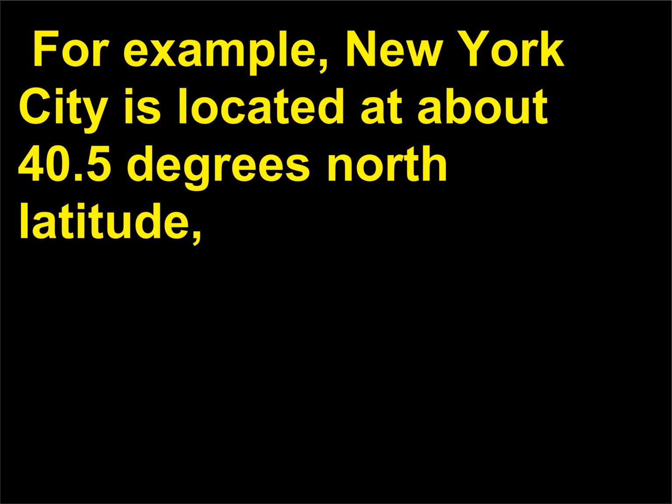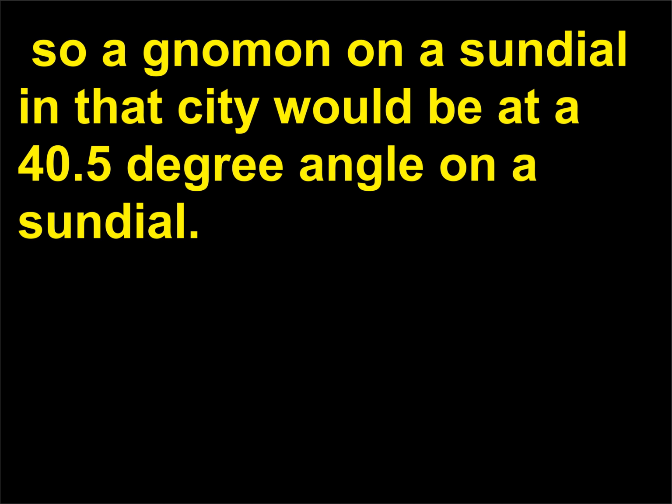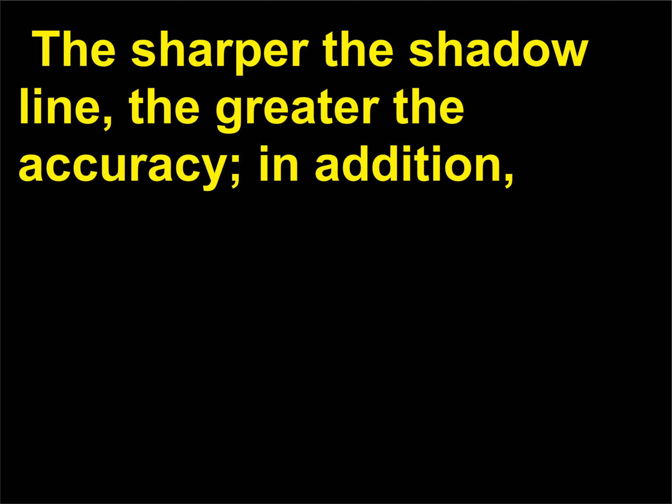For example, New York City is located at about 40.5 degrees north latitude. So a gnomon on a sundial in that city would be at a 40.5 degree angle on a sundial. The sharper the shadow line, the greater the accuracy.